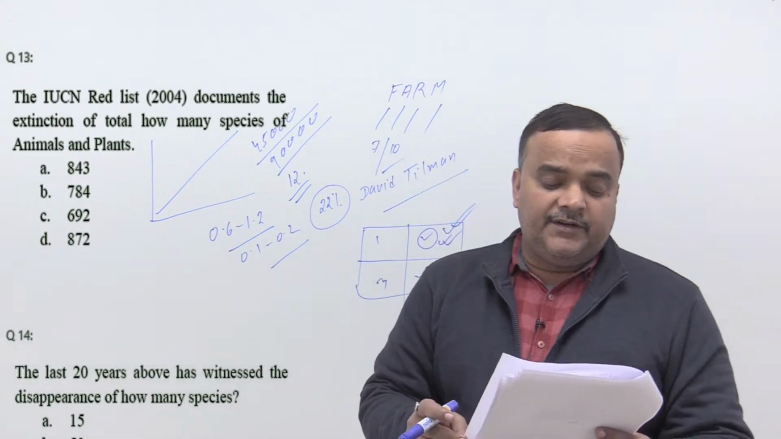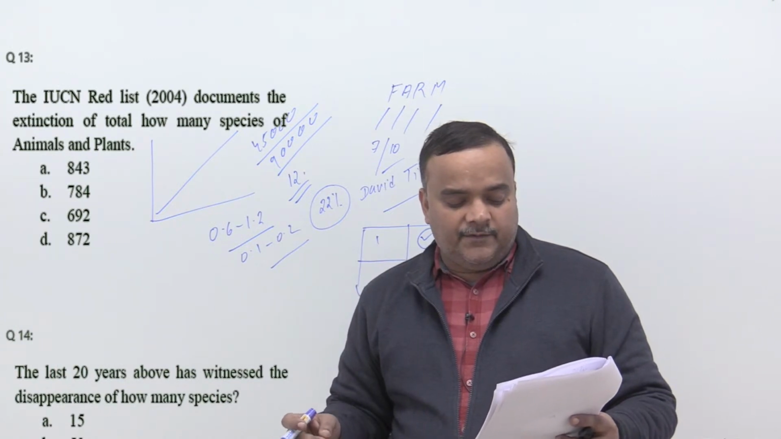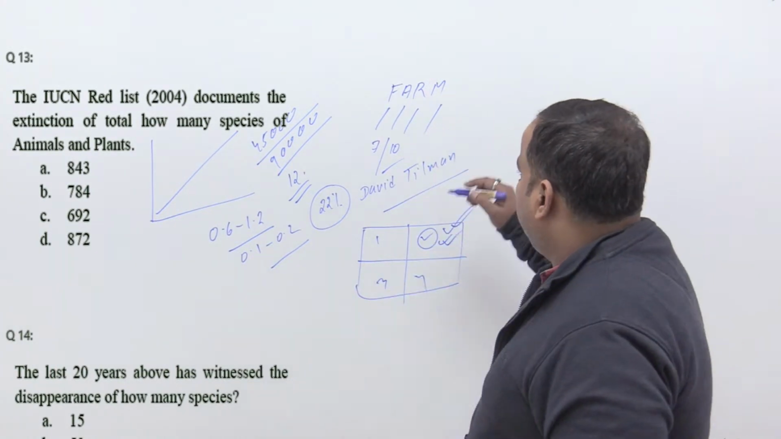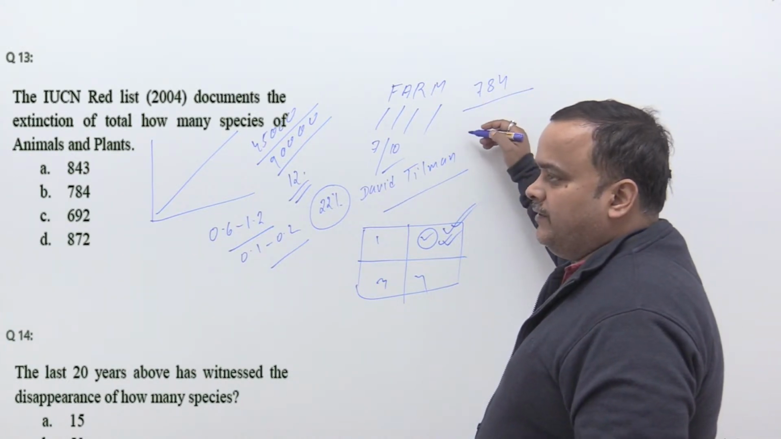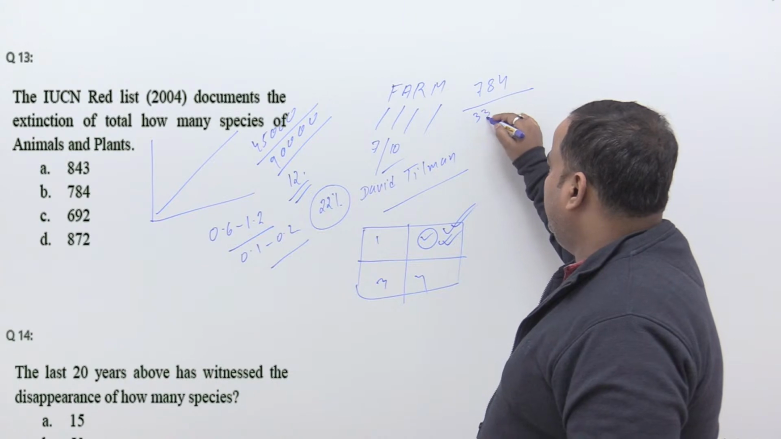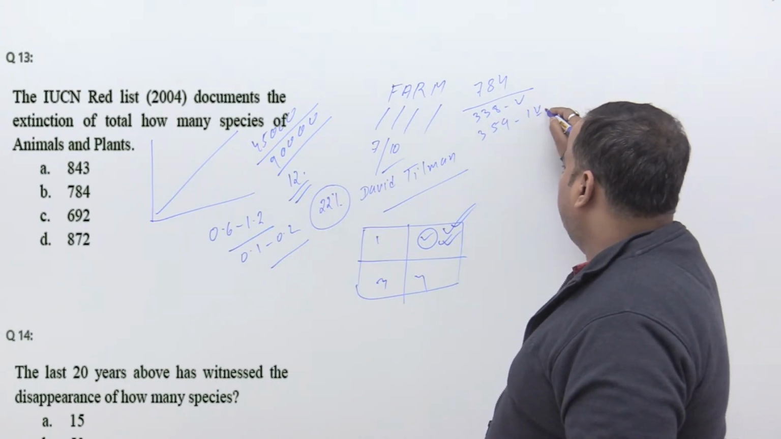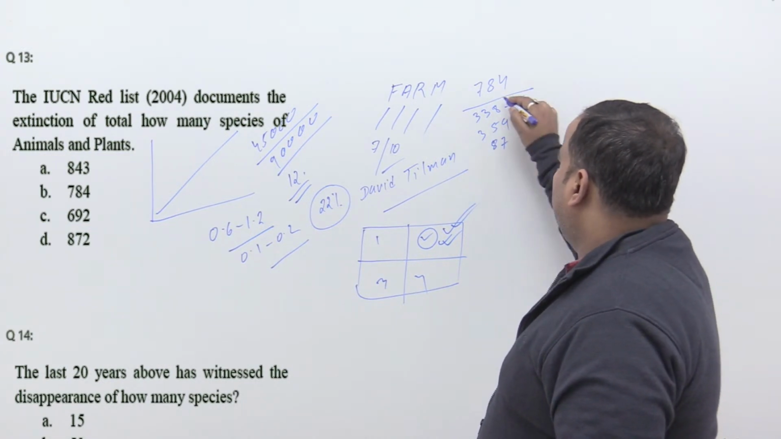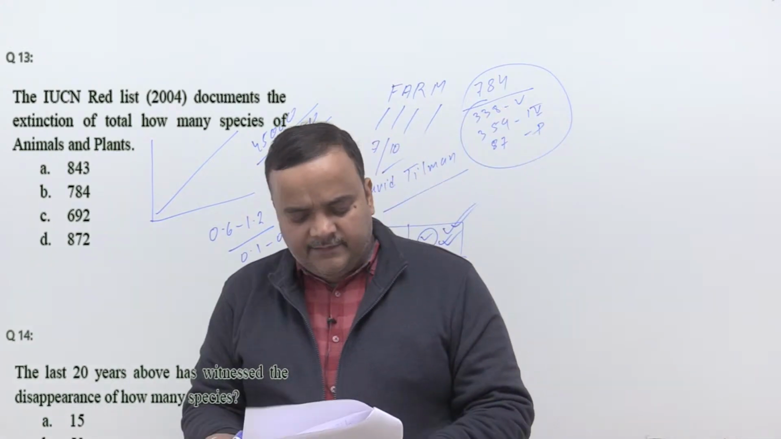Now, next is question number 13. The IUCN Red List 2004 documents the extinction of a total of how many species of animals and plants? It is 784. If I correctly remember, 338 vertebrates, 359 invertebrates, and 87 plants have become extinct in the last 500 years. So the answer will be 784.